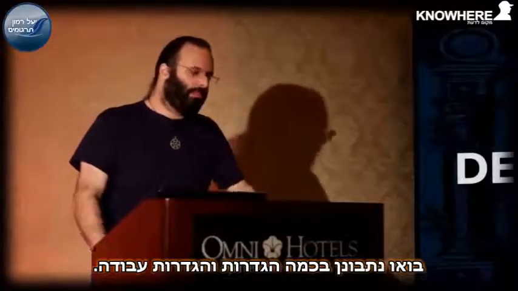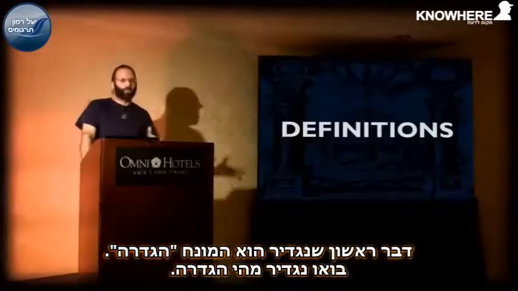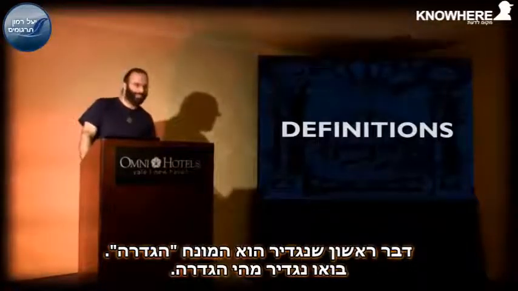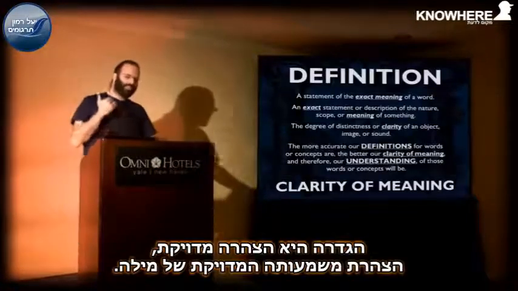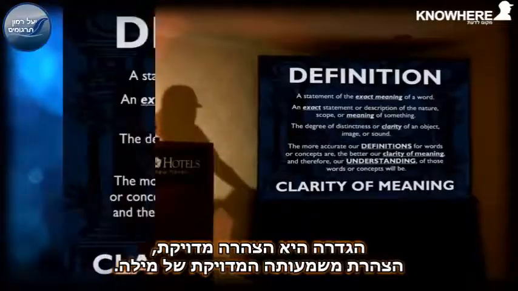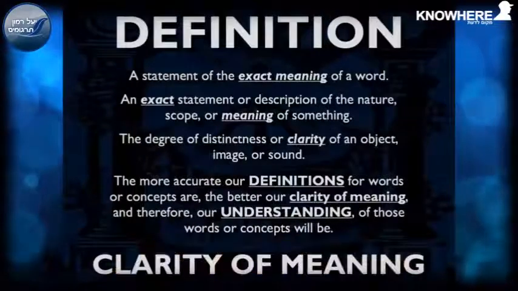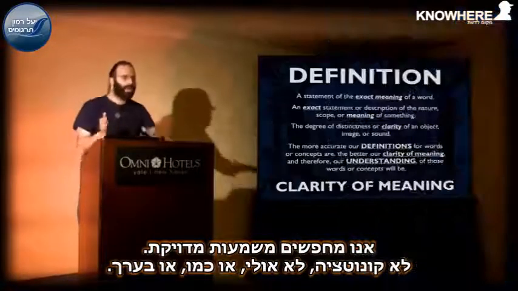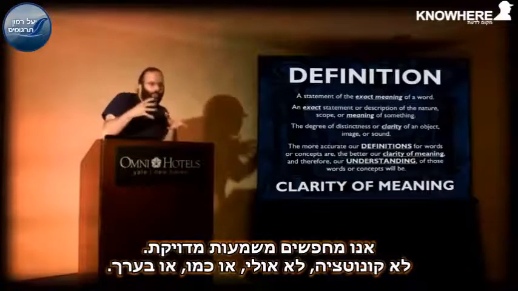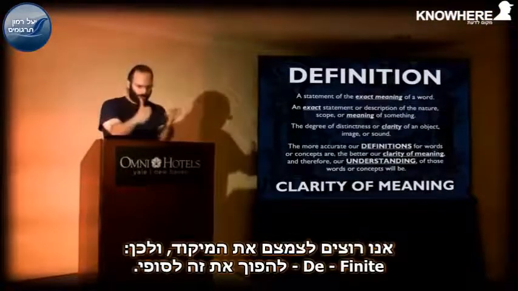Let's look at some basic definitions and working definitions. The first thing we're going to define is definition. Let's define what a definition is, okay? A definition is a statement of the exact meaning of a word. We're looking for an exact meaning, not a connotation, not a maybe or a like or a somewhat. We're looking to narrow the focus.